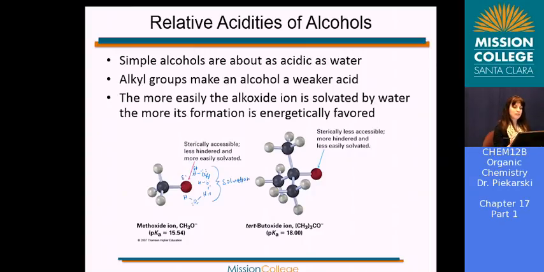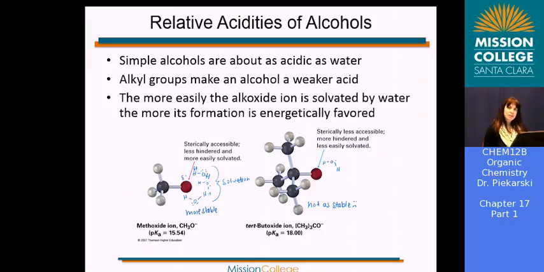Now, can water get close to the anion if all these methyl groups are blocking its way? No. This is sterically less accessible. It's more hindered and therefore less easily solvated. So this anion is not as stable. This anion is more stable.